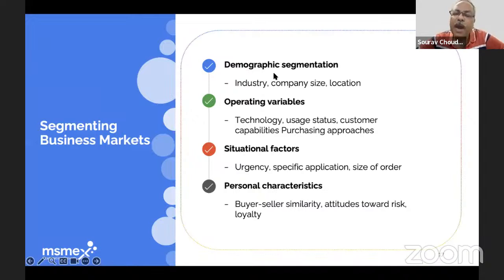Now, in a business market, the segmentation can be done by demographic segmentation, operating variables, situational factors, and personal characteristics. So demographic segmentation in an industrial or business market is what kind of industry, what kind of company, what size, what is the location. These are all different. Location will be geographic, the rest of them will be demographic. So I will give you an example. When I started my consulting for the first time, I was consulting for an organization which makes dyes for cotton, handmade cotton handlooms. Dyes होता है ना, colors.